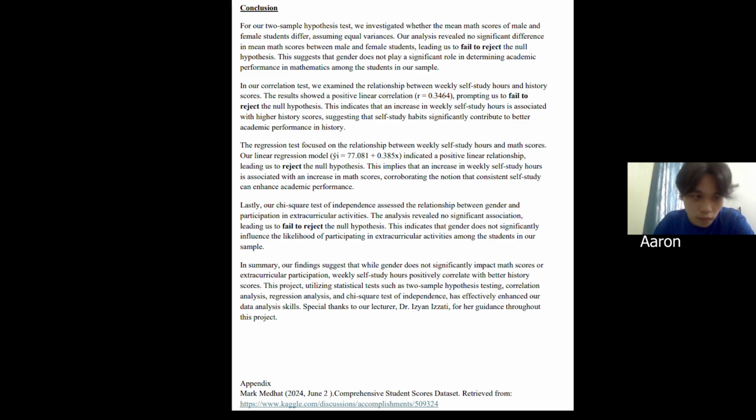In summary, our findings suggest that while gender does not significantly impact math score or extracurricular participation, weekly self-study hours positively correlate with better history scores. This project, utilizing statistical tests such as two-sample hypothesis testing, correlation analysis, regression analysis, and chi-square test of independence, has effectively enhanced our data analysis skills.